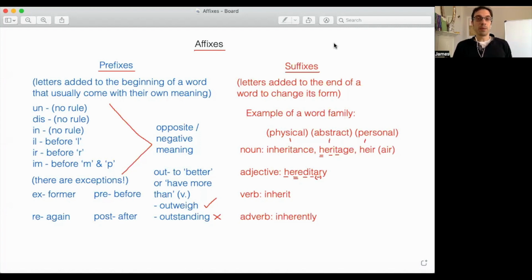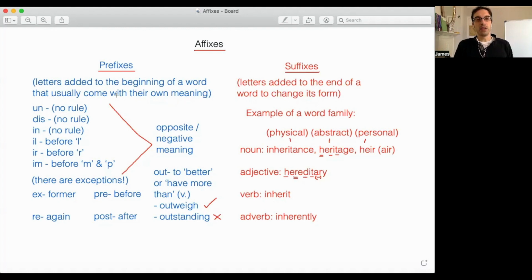Okay, so when talking about word formation, it's probably a good idea to start with affixes. And affixes can be broken down into 2 groups. We've got the first here on the left, which are prefixes, and then on the right we have suffixes, and then I have a definition for each of them. So prefixes are letters added to the beginning of a word that usually come with their own meaning. And then with suffixes, they are letters added to the end of the word to change its form. Okay, so let's start with prefixes.